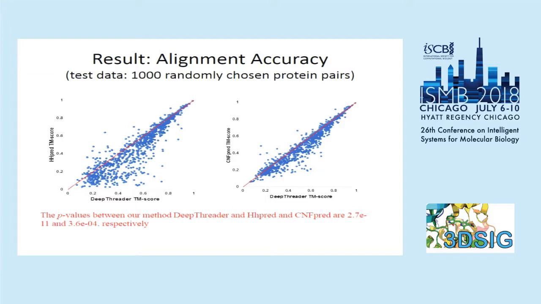From this comparison, you can see that for most of the protein pairs, we can do significantly better alignment than the hidden Markov model-based method. And this picture shows that when we use the pairwise information, the predicted distance, we can significantly improve the alignment. So this is the performance on the alignment accuracy.